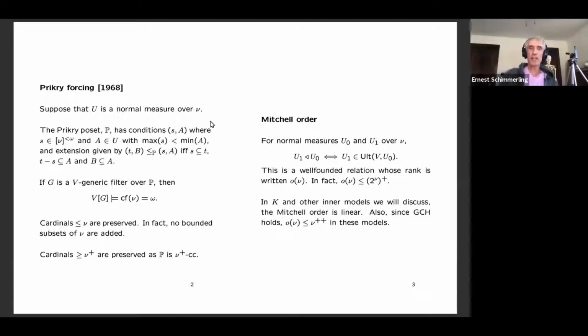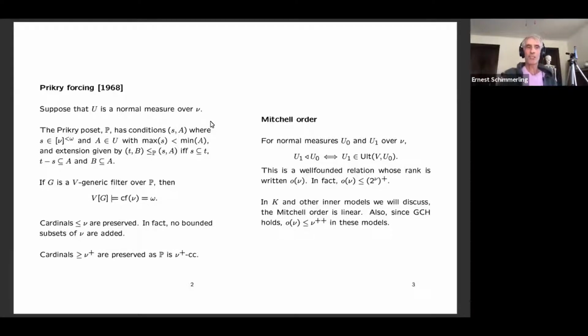It consists of pairs (s, A), where s is a finite stem from nu and A is a measure one set. And I'll take the maximum of s to be less than the minimum of A. And extension is given by (t, B) extends (s, A) if and only if t extends s. The difference coming from A, and you shrink the measure one set. So this is well known.